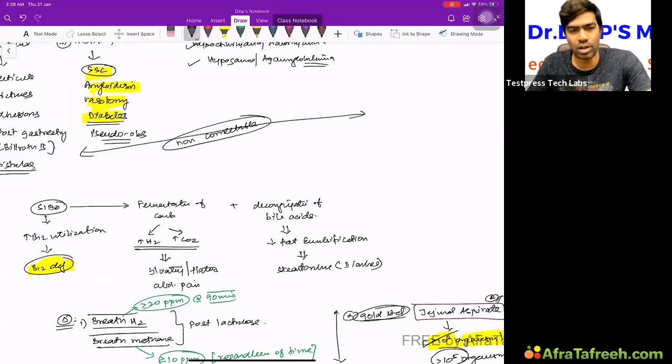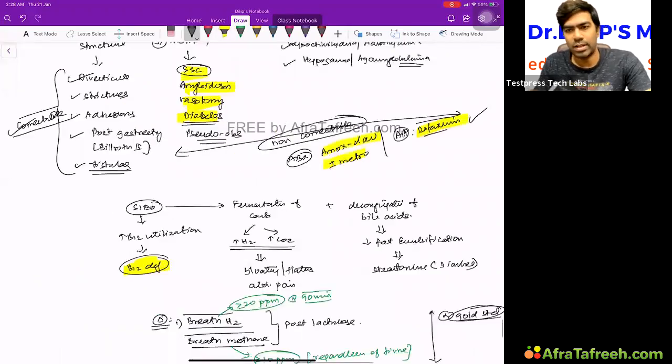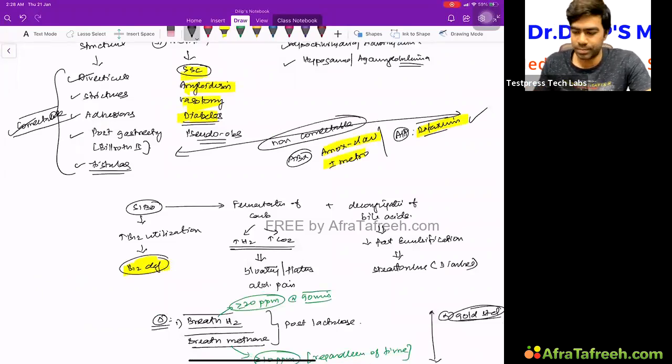So when you encounter a non-correctable cause, you have to give antibiotics. A very common drug that we prefer is Augmentin, amoxicillin clavulanic acid, plus or minus metronidazole. An alternative drug that we can try is rifaximin. These are the two options we use to treat small intestinal bacterial overgrowth if it's due to a non-correctable or poorly correctable cause.